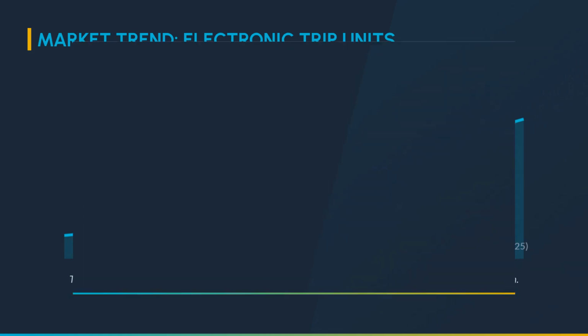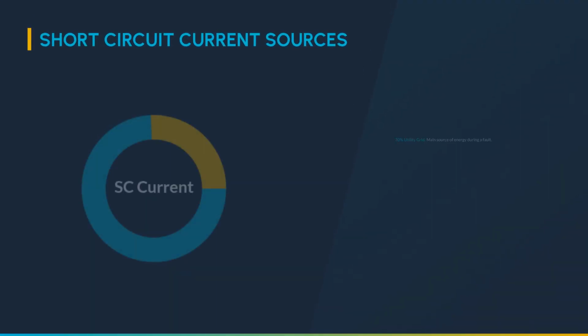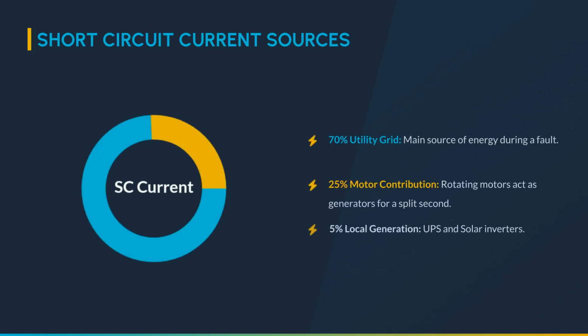complex industrial environments. Short-circuit current primarily originates from the utility grid, contributing about 70%. Motor contribution accounts for approximately 25%, as rotating motors briefly act as generators. Local generation, like UPS and solar inverters, makes up the remaining 5%.